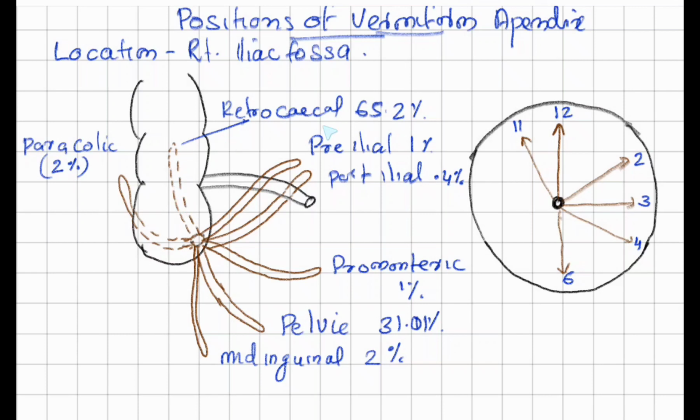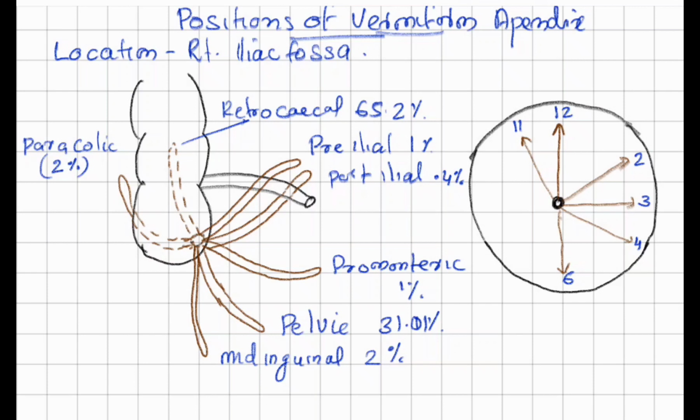The next position is the retrocecal position, where the vermiform appendix runs upwards behind the cecum and ascending colon. It lies behind the cecum and ascending colon. It is present in 65.2% of subjects. The retrocecal is the commonest position of the vermiform appendix.